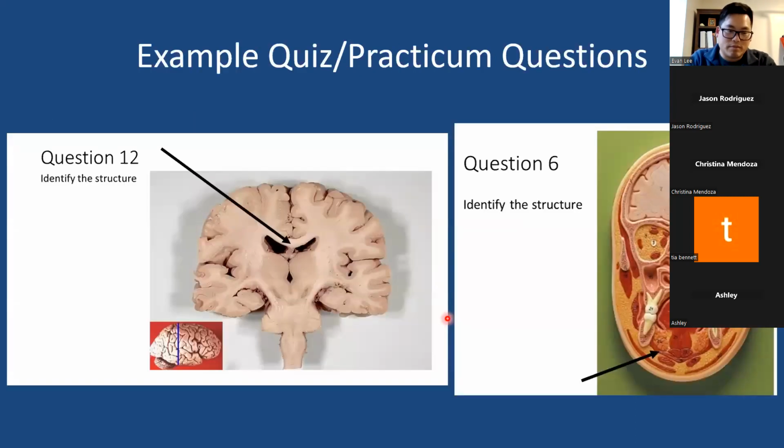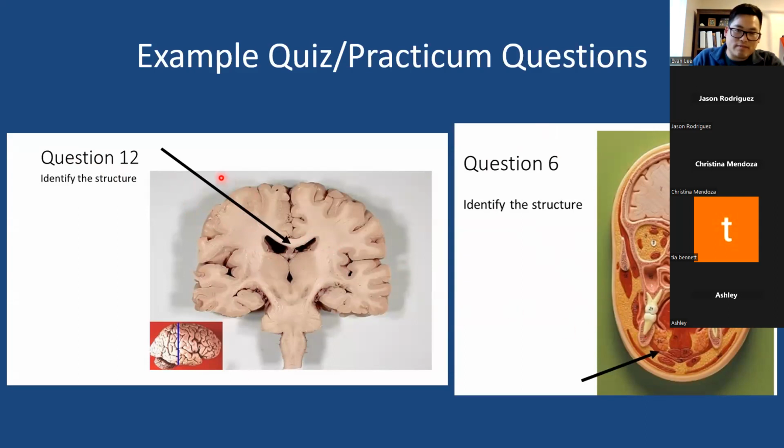Now, to give you a couple of examples, you can see what these questions are like for the quizzes. These are things that you could be asked, whether it's identify the structure in the brain. So this structure is what you'd identify. This is called the corpus callosum. And then this structure points at this muscle, like in the face. This is called the mylohyoid.